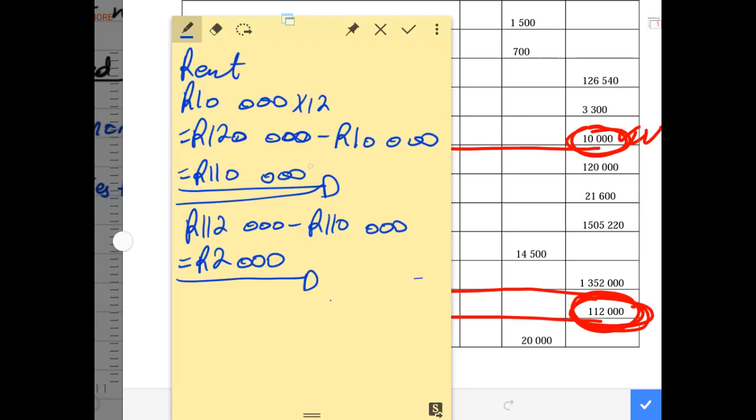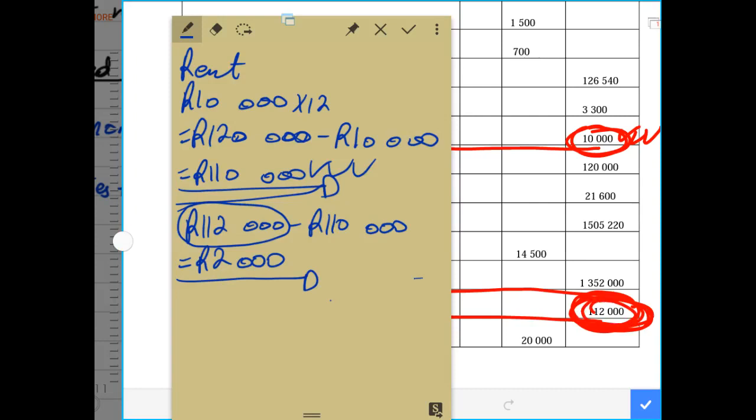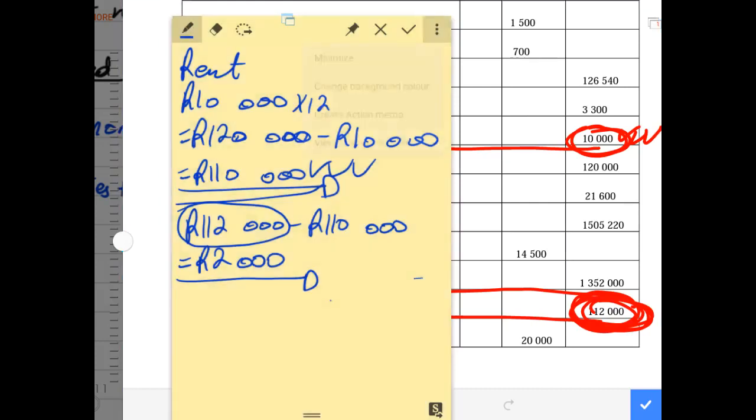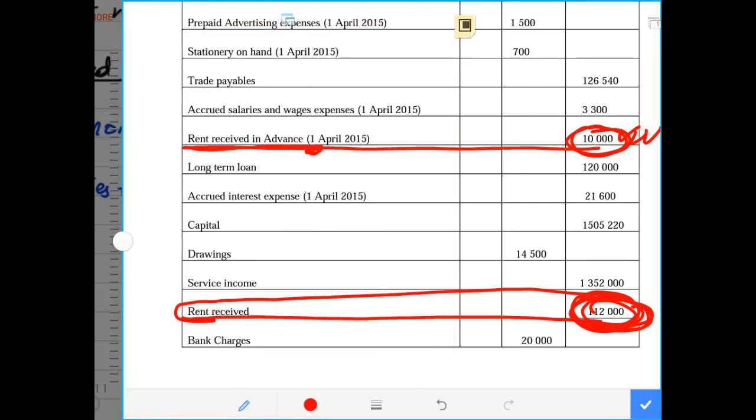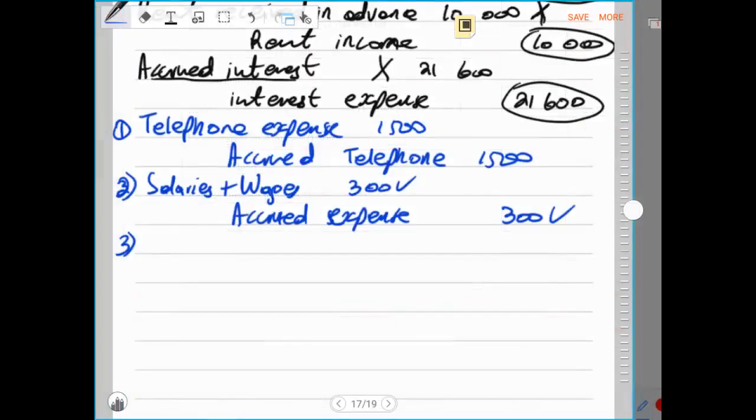Because instead of us receiving 110,000 rands in the current year, we received 112,000 rands, this one. So now that means we received again 2,000 more than what we're supposed to receive in the current year. So now that is the rent that we are to record here, which is rent received in advance of 2,000 rands. Very important entry to take into account. So now we debit our rent income.